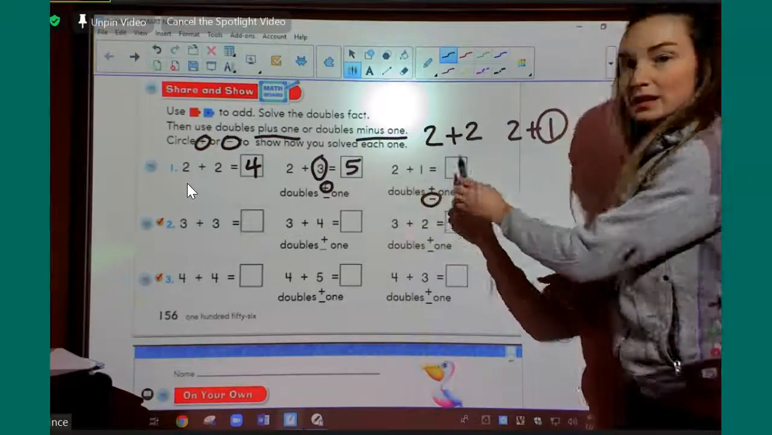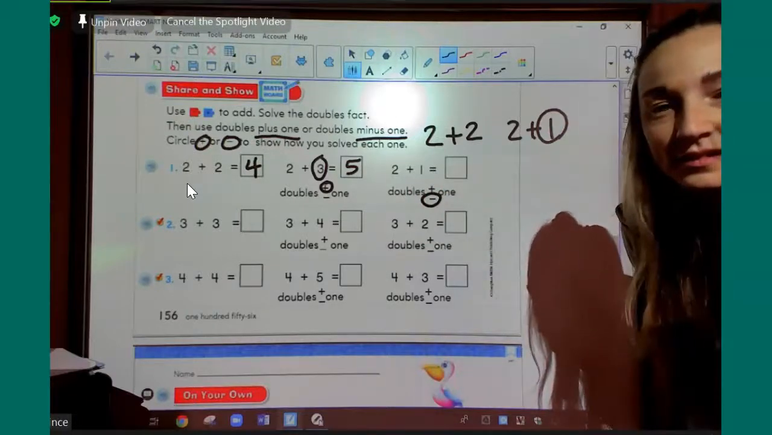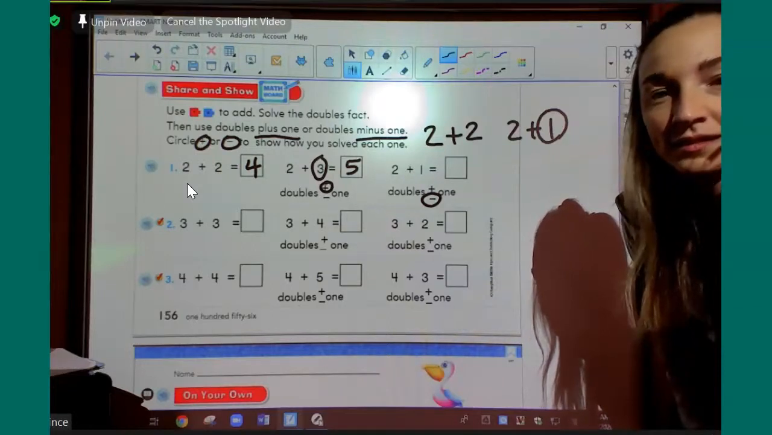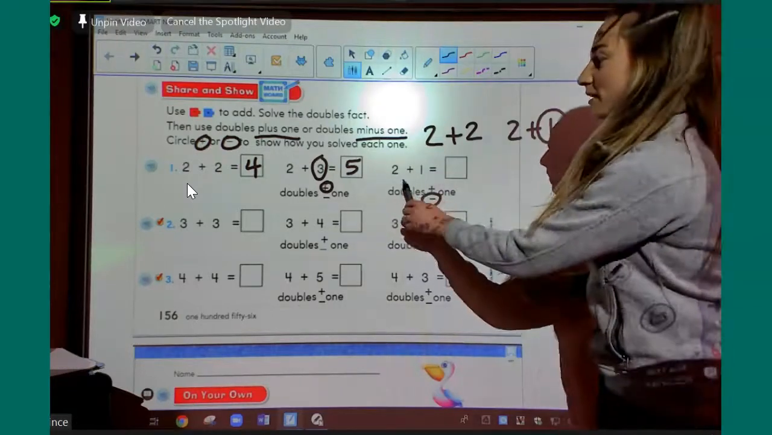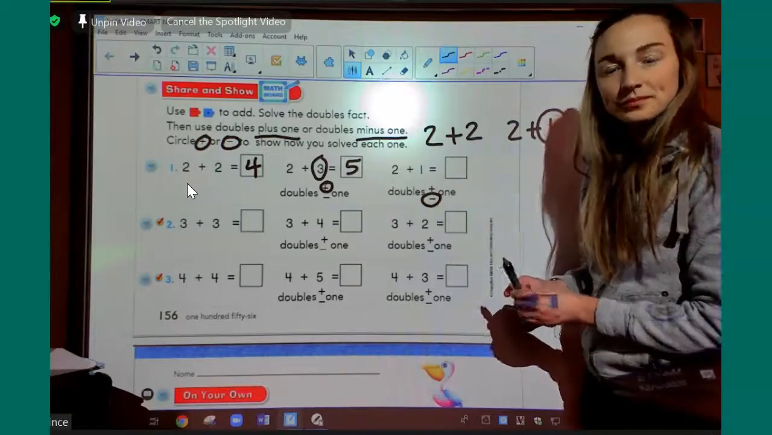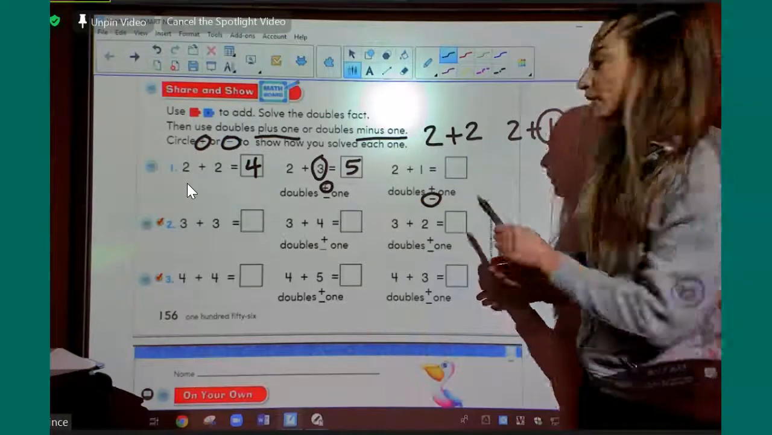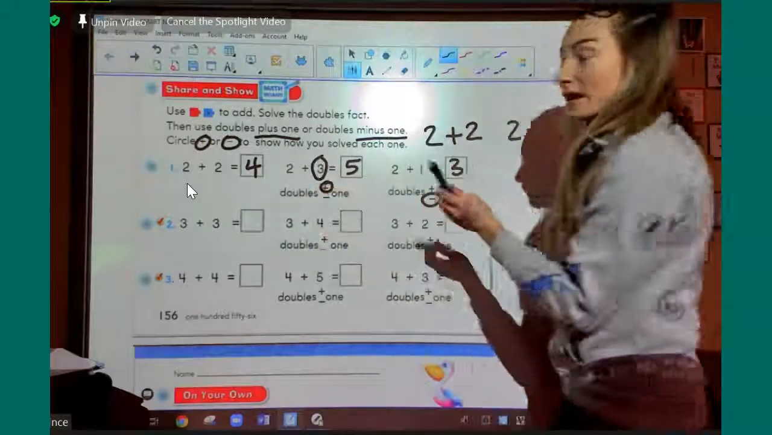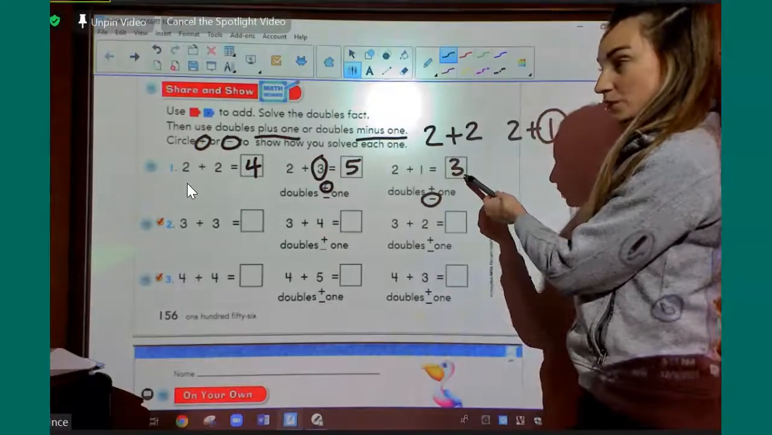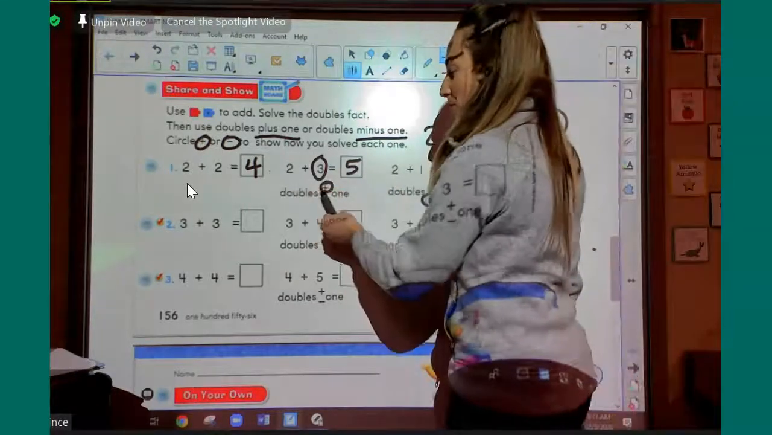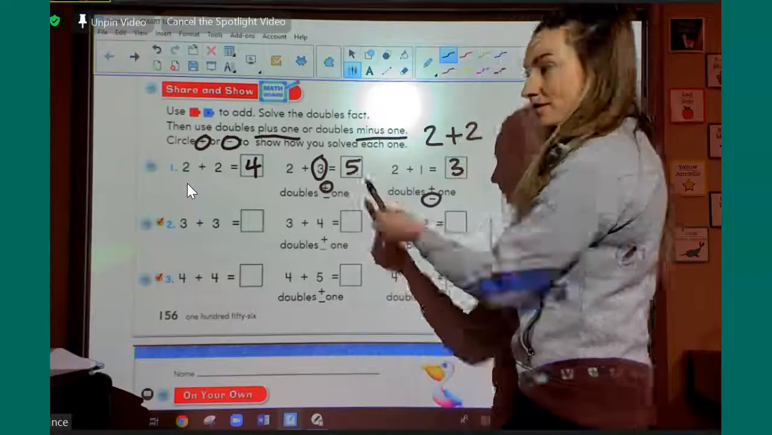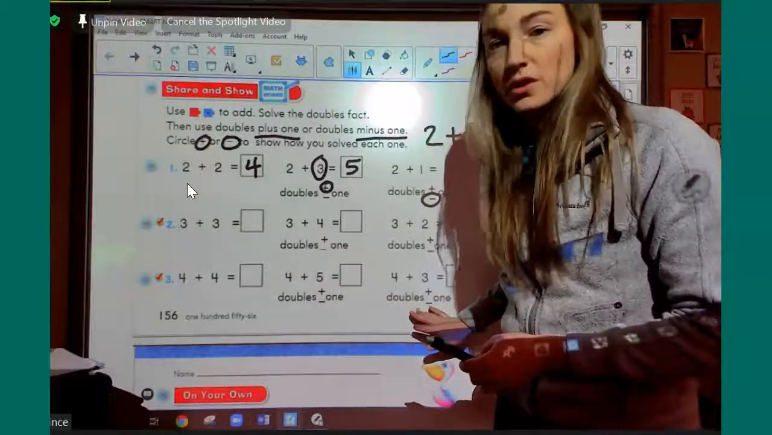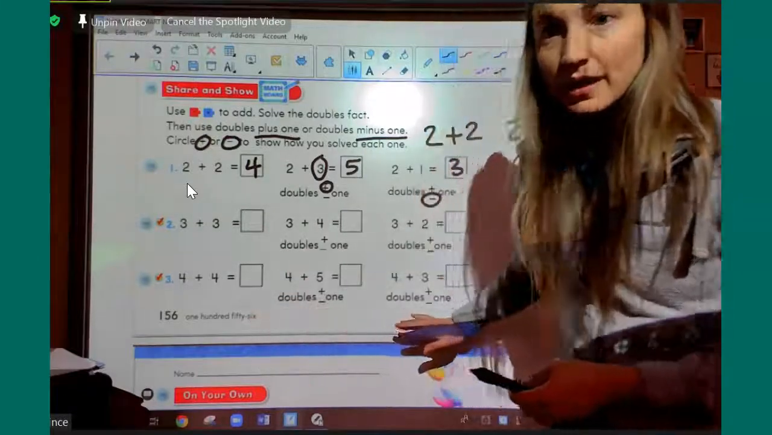So 2 plus 1 is? So 2 and then 1 more? 3. Good job. So our double was 4. Our minus 1 is 3. That's how we can check it. And our plus 1 is 5. We're going to do the next one together, and then I want you guys to see if you can challenge yourself to get this bottom one done, okay?